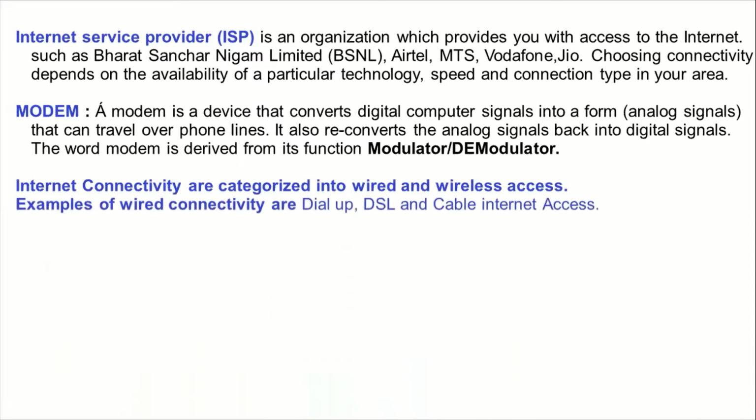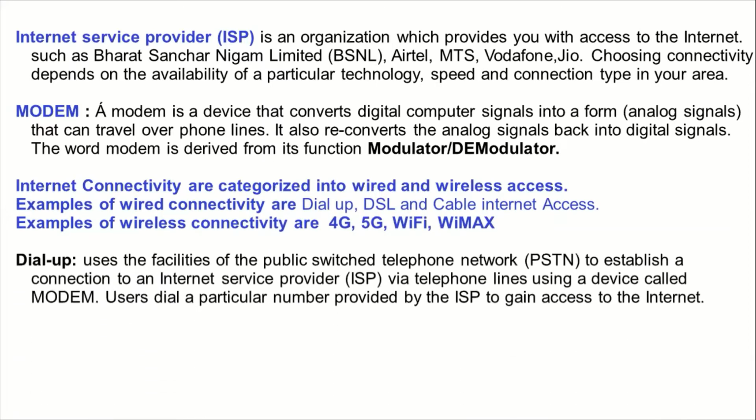So, we can connect to the internet through wires. Examples of wired connectivity are dial-up, DSL, and cable internet access. Nowadays, we are having wireless connectivity. We are generally using Wi-Fi at home, 3G, 4G, 5G connections, WiMAX. Dial-up uses the facility of the public switched telephone network, PSTN, to establish a connection to an internet service provider via telephone lines using a device called a modem. Users dial a particular number provided by the ISP to gain access to the internet.